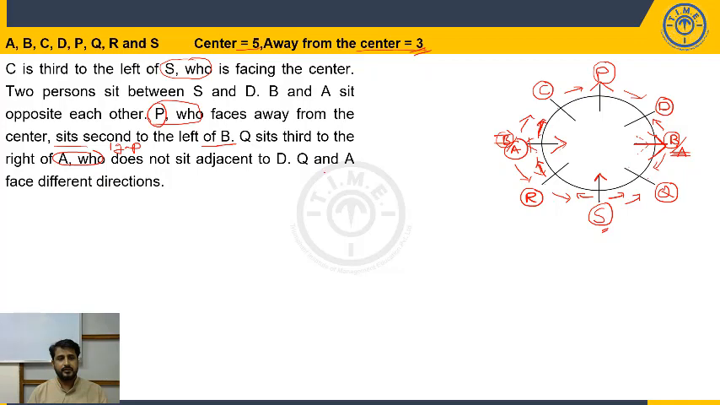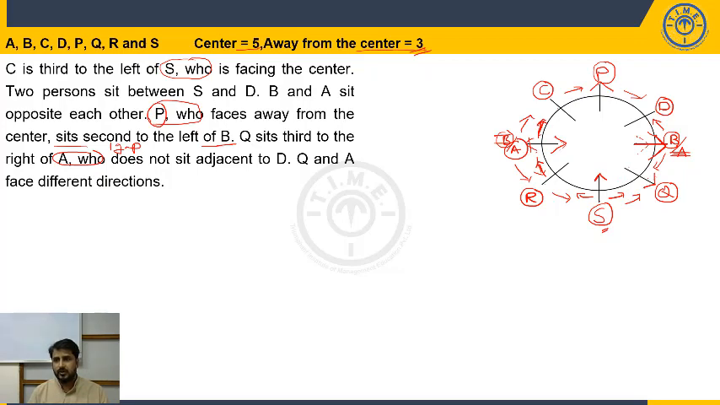And what is the last point given? Q and A face different directions. A is facing towards the center. Different directions means if A is facing the center, Q will be away from the center; if A is facing away from the center, Q will be facing towards the center. That is the meaning of facing different directions. As A is facing the center, Q will be facing away from the center.